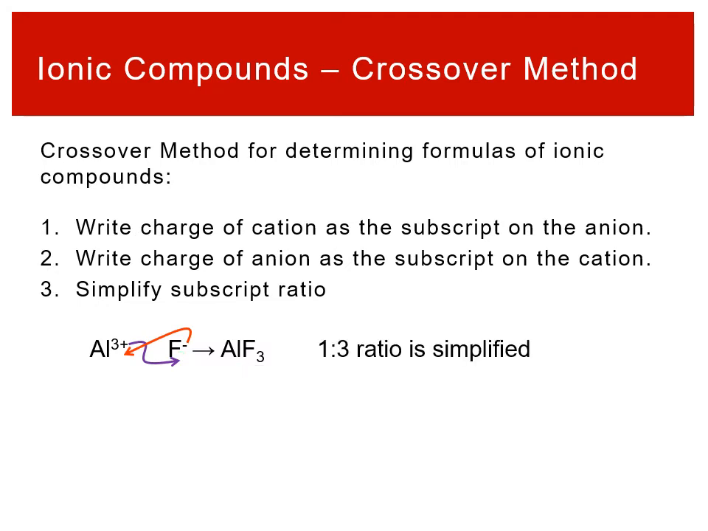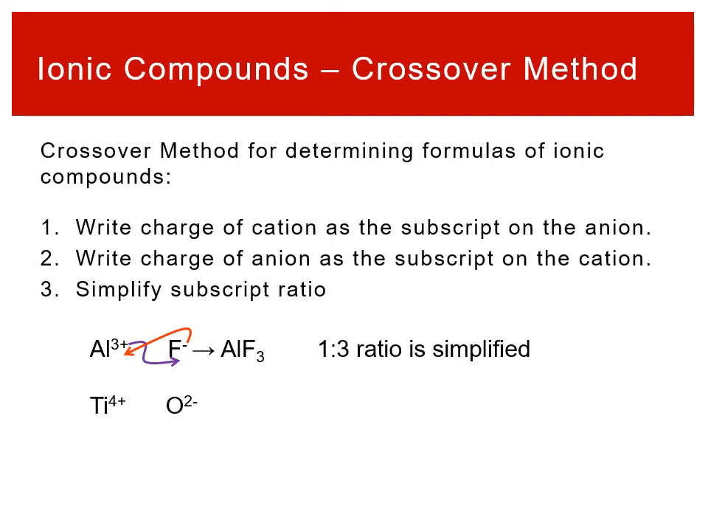Step 3 then was simplifying. When we're talking about simplifying, I have a 1 to 3 ratio. What is the ratio of atoms? So this is 1 to 3. As a fraction, that'd be 1/3. So when we're talking about simplifying, we're talking about simplifying fractions. You can't simplify 1/3 anymore. So AlF3 is where we're at.